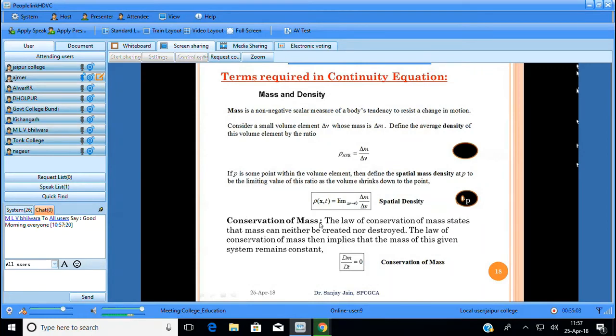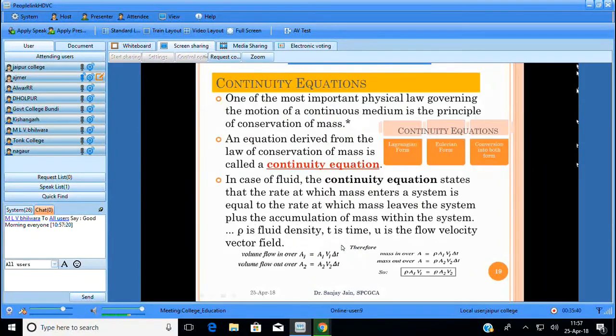Now we come to the conservation of mass. Conservation of mass principle: the law of conservation of mass states that mass can neither be created nor destroyed. This law then implies that the mass of a given system remains constant. Neither created nor destroyed means it always remains the same, constant. And for any constant term, the first differentiation should be 0. So this is known as the preservation or conservation of mass law, which is used in the continuity equation.